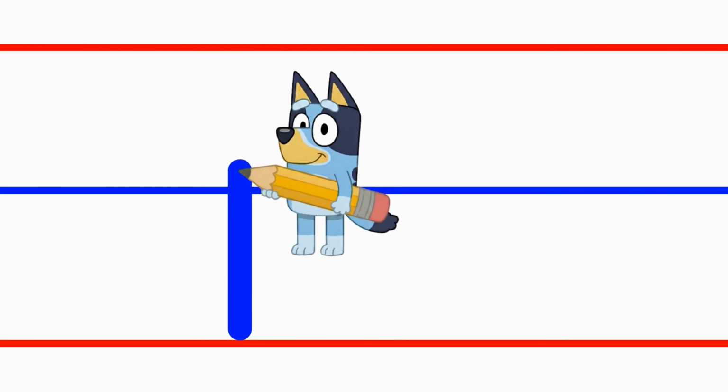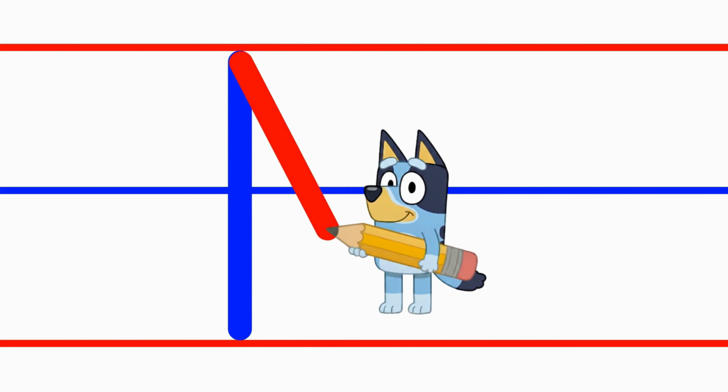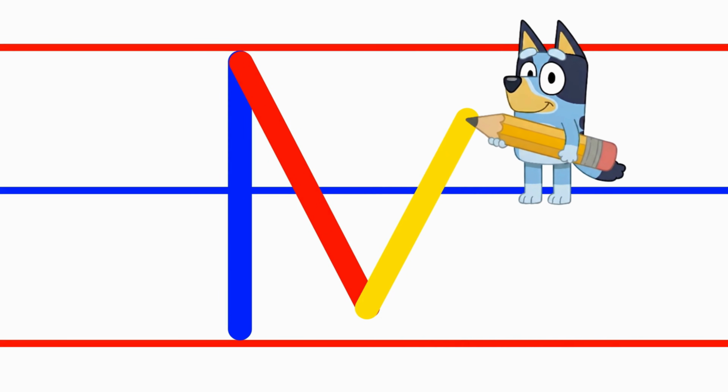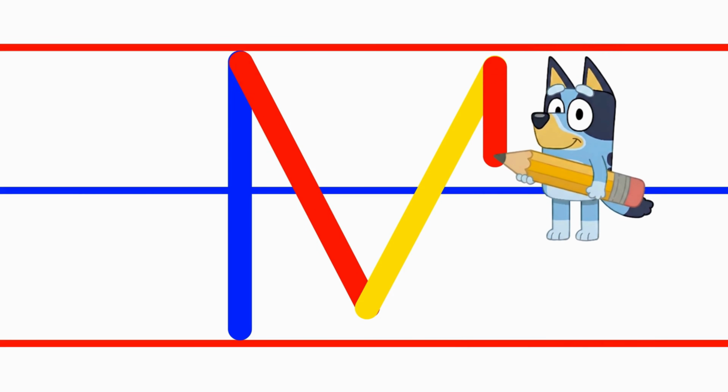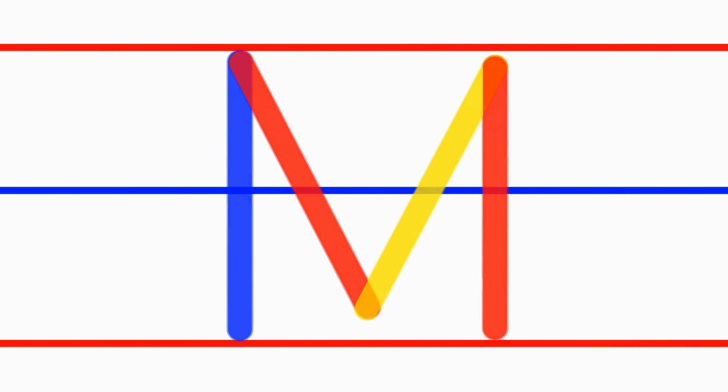Standing line going up. Slanting line going down. Then slanting line going up again. Then standing line going down. Capital M.